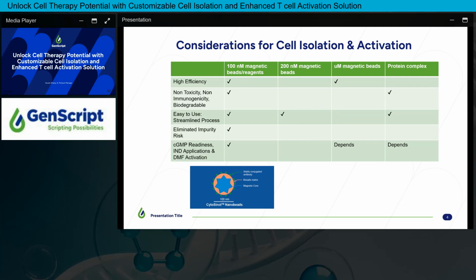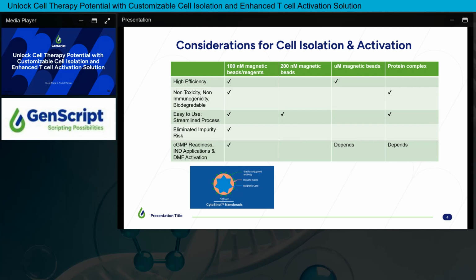So it will be best if the product can meet all of the key considerations we just talked about, but sometimes not all products can meet all of them. For example, if the beads are too large, then they definitely need to be removed from the cells. That will require an additional bead removal step from the cell surface, as well as additional downstream analysis and QC process to make sure that there are no residual beads left on the cell surface.